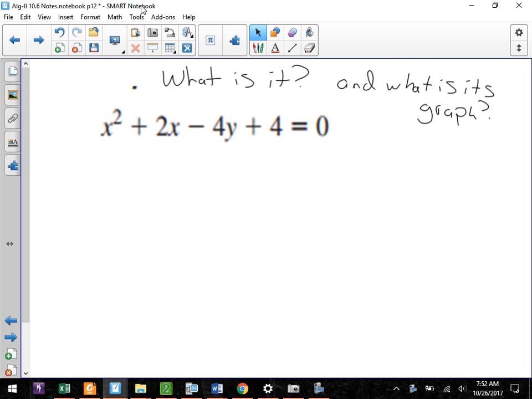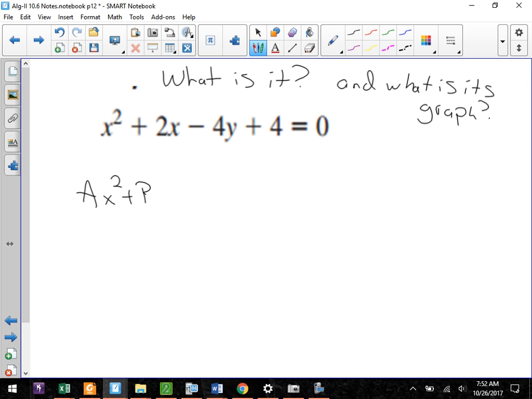So the next part in the conic section is to go from what you saw yesterday, which wasn't terribly bad because you had the formulas right there, and it switches it into what is it and what is its graph. So this is what they call standard form of a conic section. A standard form of a conic section is going to look like this: ax squared plus by squared plus cx plus dy plus e, I think that's what it looks like.